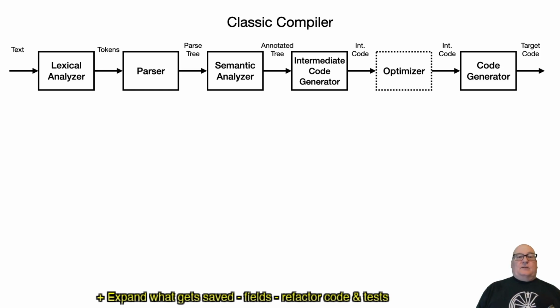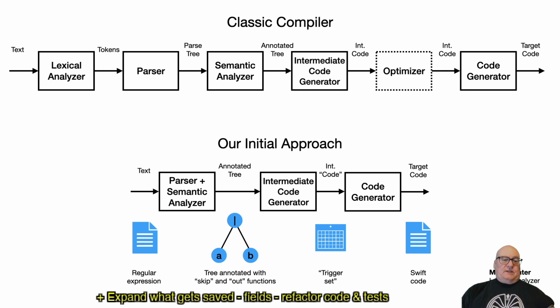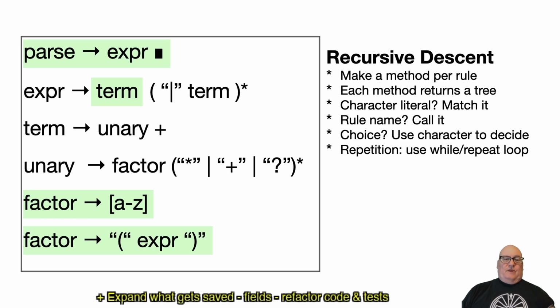So we have a classic compiler: lexical analyzer or lexer, a parser, semantic analysis, intermediate code generation, and then final code generation with an optimizer optionally in the middle. We're limiting ourselves, so I'm combining the parser and semantic analyzer. We'll take a regular expression in, we'll build a parse tree, we'll annotate it with skip and out, the two functions that we'll see in a little bit. And then we'll take that and generate what's called a trigger set. And the trigger set is what you need to generate code. So we'll go from there.